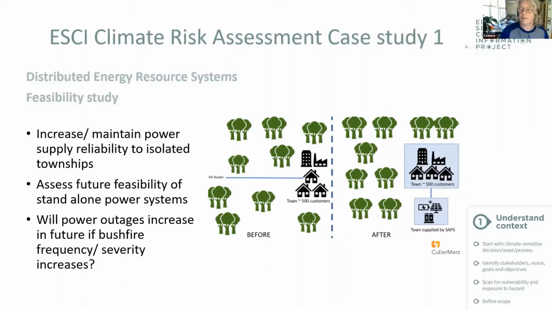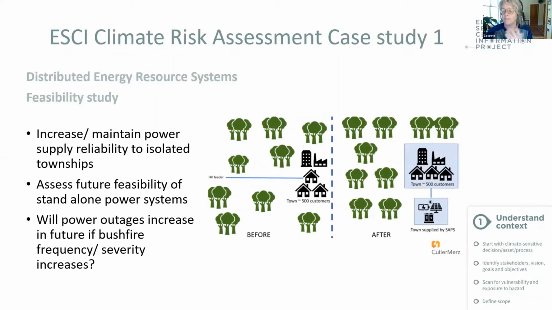I'm pretty sure everyone on the call knows what these are. There are all these solar, battery, alternative power supplies, as opposed to the actual gridded power, or the power supply that comes in on high voltage power lines. So it's off grid. What we want to know is, will power outages increase in future if bushfire frequency and severity increases?